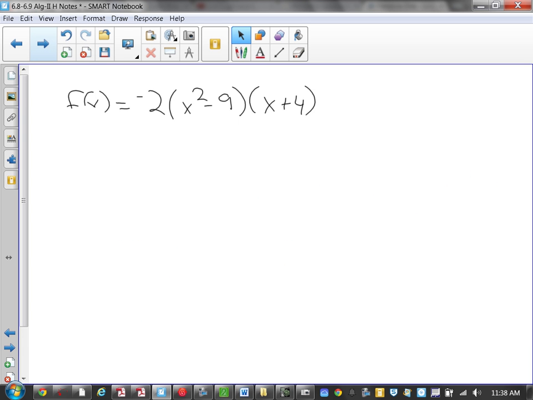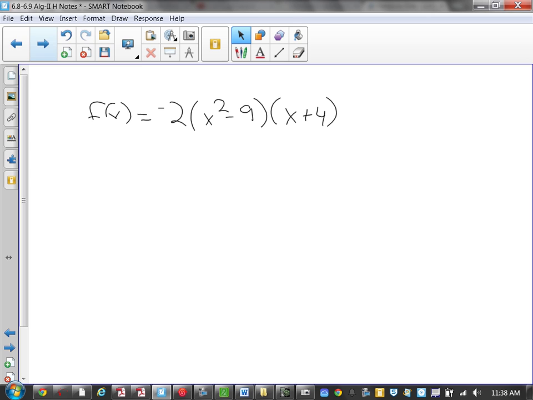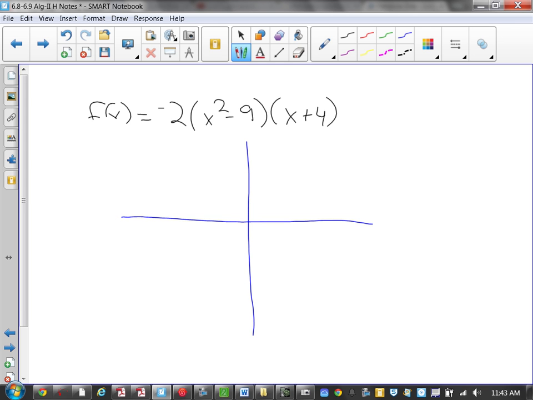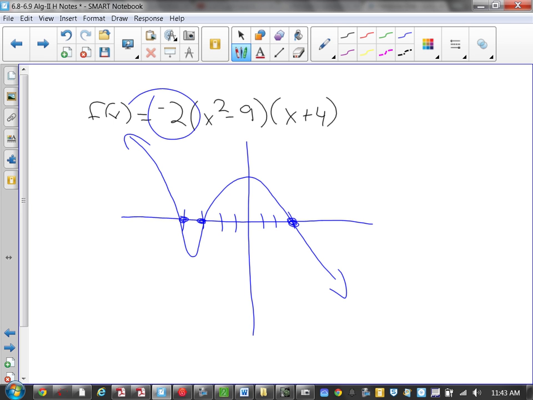So, do this one. A lot of you figured out that you have zeros at -4 and plus or minus 3. Nice. Now, with my leading term here being -2, that means my tails have a negative slope, so it's got to go down. But remember, I'm just approximating.